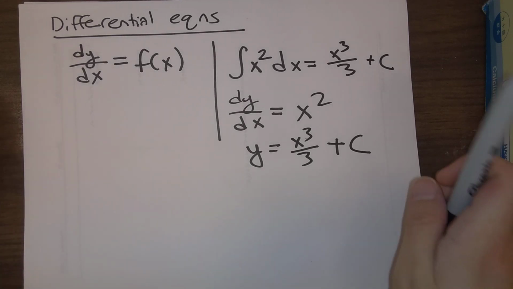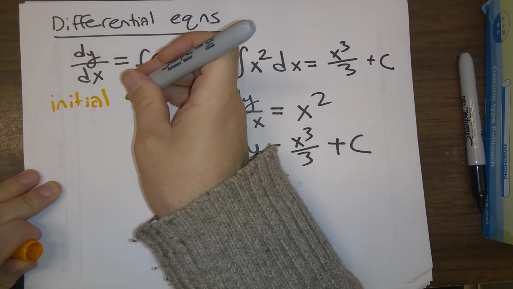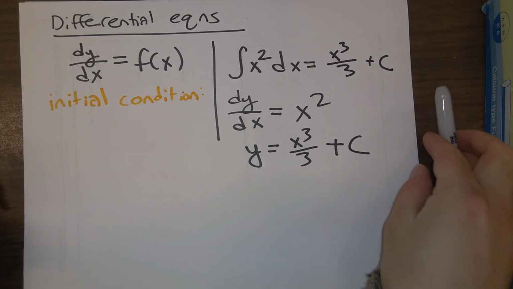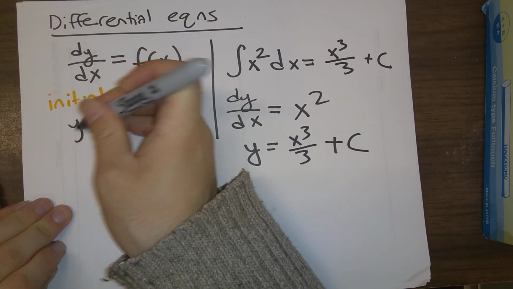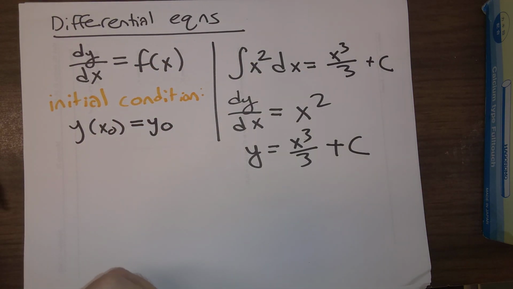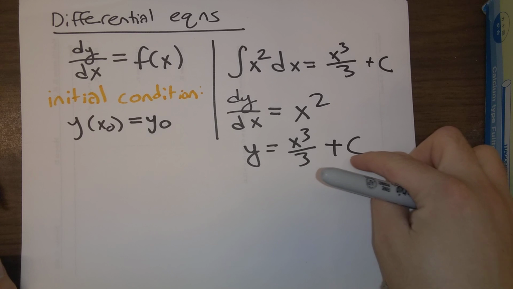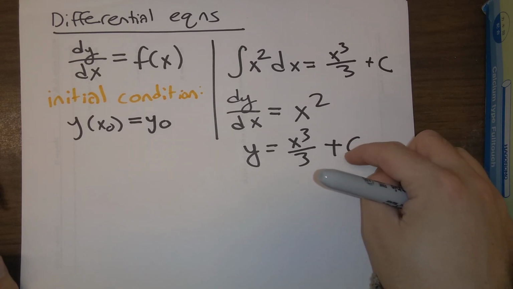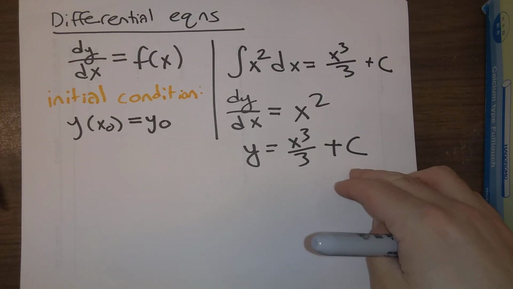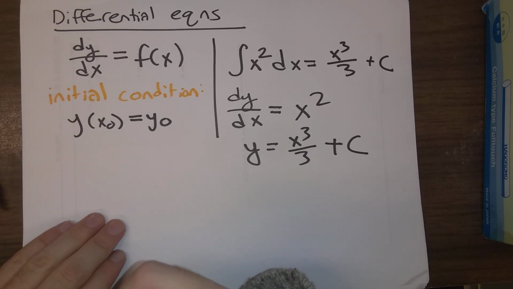Sometimes to further tack on things for our differential equations, we will have a so-called initial condition. An initial condition is something of the form y of x naught is equal to y naught, where x naught and y naught are particular fixed values. What this initial condition does is it tells you what value of c to give here. So there are infinitely many solutions, but once you use this initial condition, you get exactly one solution. So let's just see how this works.